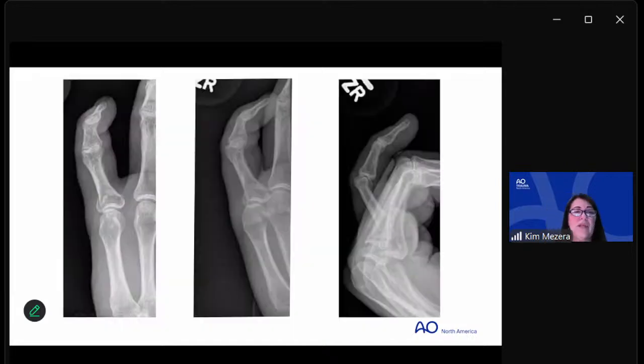So looking at another pattern, this one is a little bit more of a proximal base fracture. I don't know if you can appreciate it on the lateral here, but this is the base here, and then we obviously have an extended phalanx at the fracture site. So we have a hyperextension at the fracture site and some rotation.